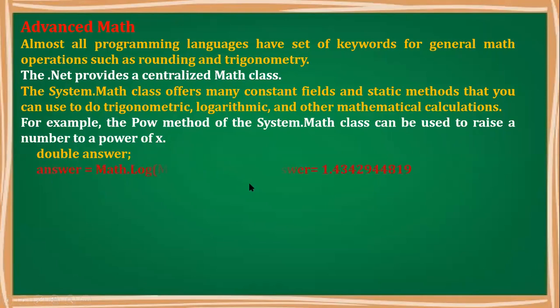Double answer, this is just an example. If you're writing answer equal to Math.Log. So the Math.Log method will take Math.E, an exponential e value, you know that 1.434, and the base 10. So it will automatically calculate the log of Math.E to the base 10. Okay, the simple function Math.Sqrt, S is capital, this is short form of square root. So it will calculate the square root for you.